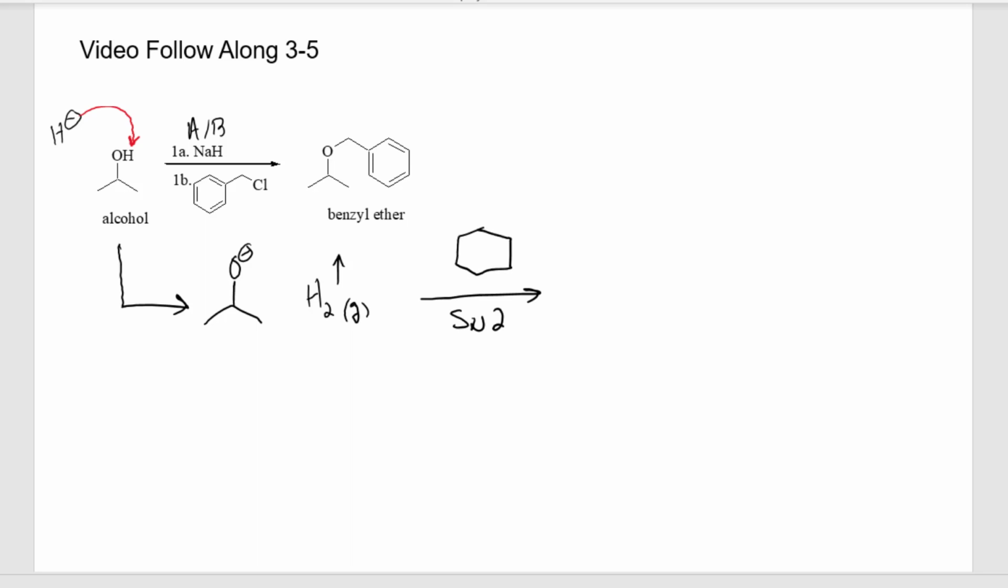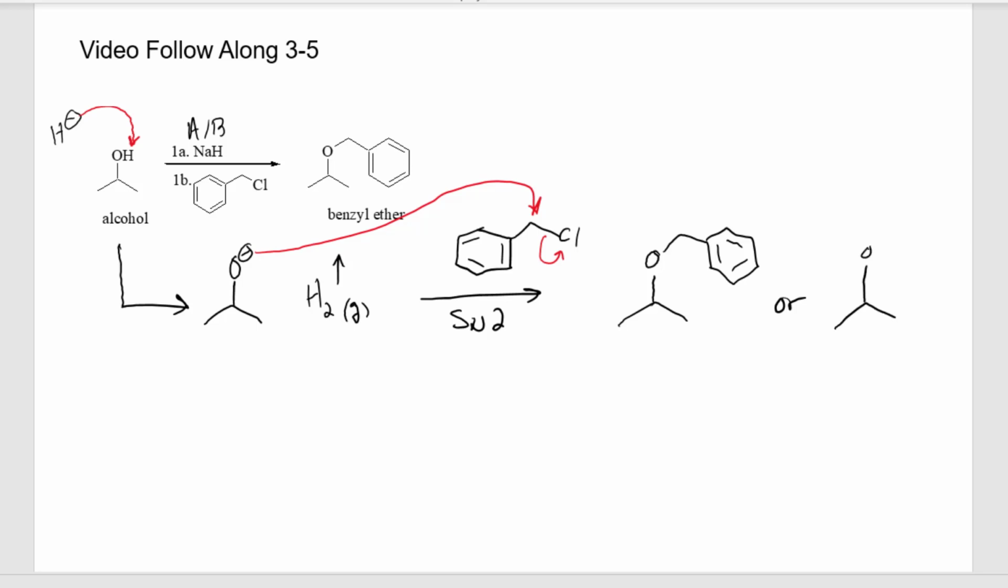to form the benzyl system. There's your SN2. And you'll see it written like this, or you'll see it written like this, especially when the molecules are really big and you're kind of short on space.